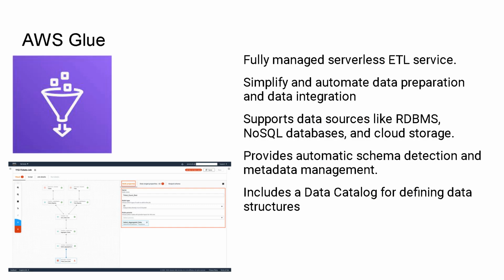So, what is AWS Glue? It is a fully managed serverless ETL service. ETL stands for extract, transform, load. So it simplifies and automates data preparation and data integration. It supports data like normal RDBMS, NoSQL databases, and cloud storage. It provides automatic schema detection and metadata management. So it includes a data catalog for defining and storing data structures, especially for semi-structured or unstructured data.